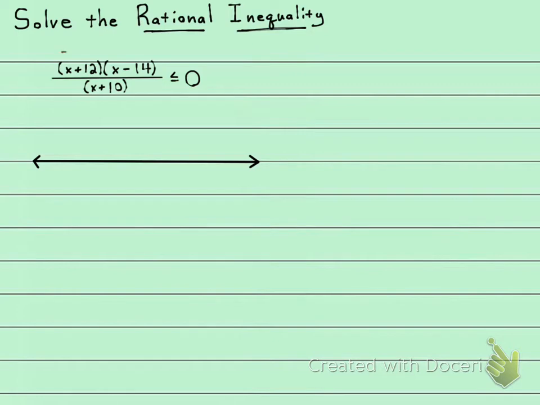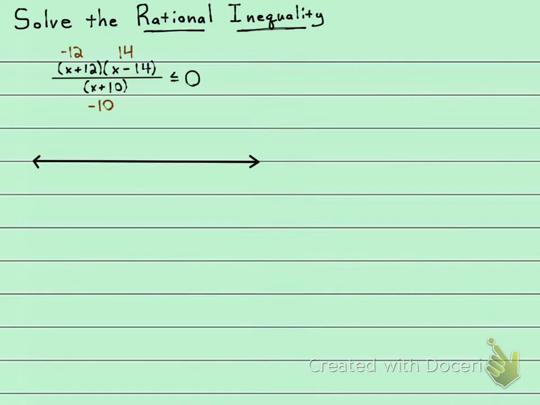Negative 12 would be one of our boundary points, positive 14 would be another boundary point, and negative 10 would be another boundary point. These are the numbers that would make this binomial 0 if I plugged it in here, or this binomial 0 if I plugged it in here, or this binomial 0 if I plug this in here.